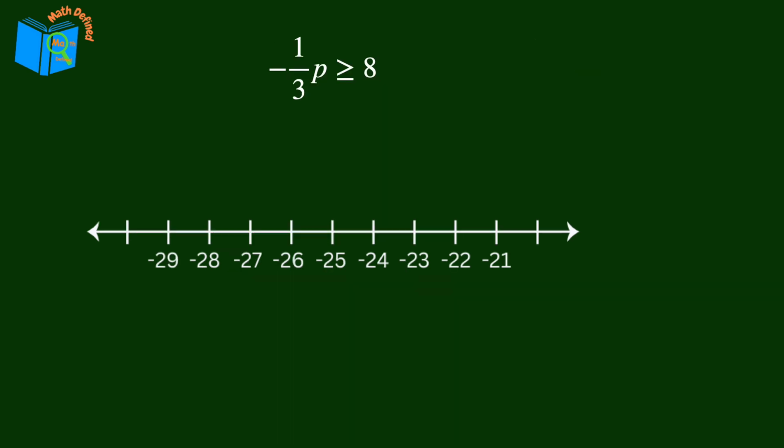Up next is an inequality with a fraction. Negative 1/3 p is greater than or equal to positive 8. To solve for p, we need to multiply both sides by the reciprocal of negative 1/3, which is negative 3 over 1, or just negative 3. Multiplying by this reciprocal not only cancels out the fraction on the left side, leaving p, but also flips the inequality sign because we are multiplying by the same negative number on both sides.